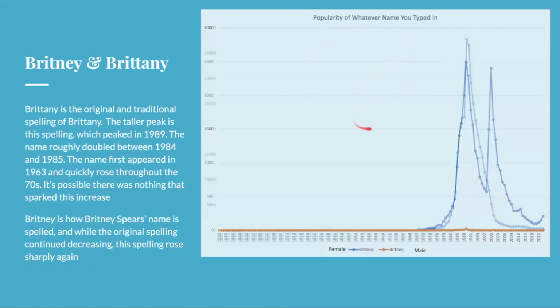And so here's an overlay of those two names. Obviously, the scales are completely different. This spelling's more popular than this one. But you can see the shape is very similar, but only the Britney Spears spelling had an increase in popularity, while the traditional spelling just went downwards. The name Britney, spelled this way, first appeared in 1963, but it quickly rose throughout the 70s. But nothing really sparked that increase.